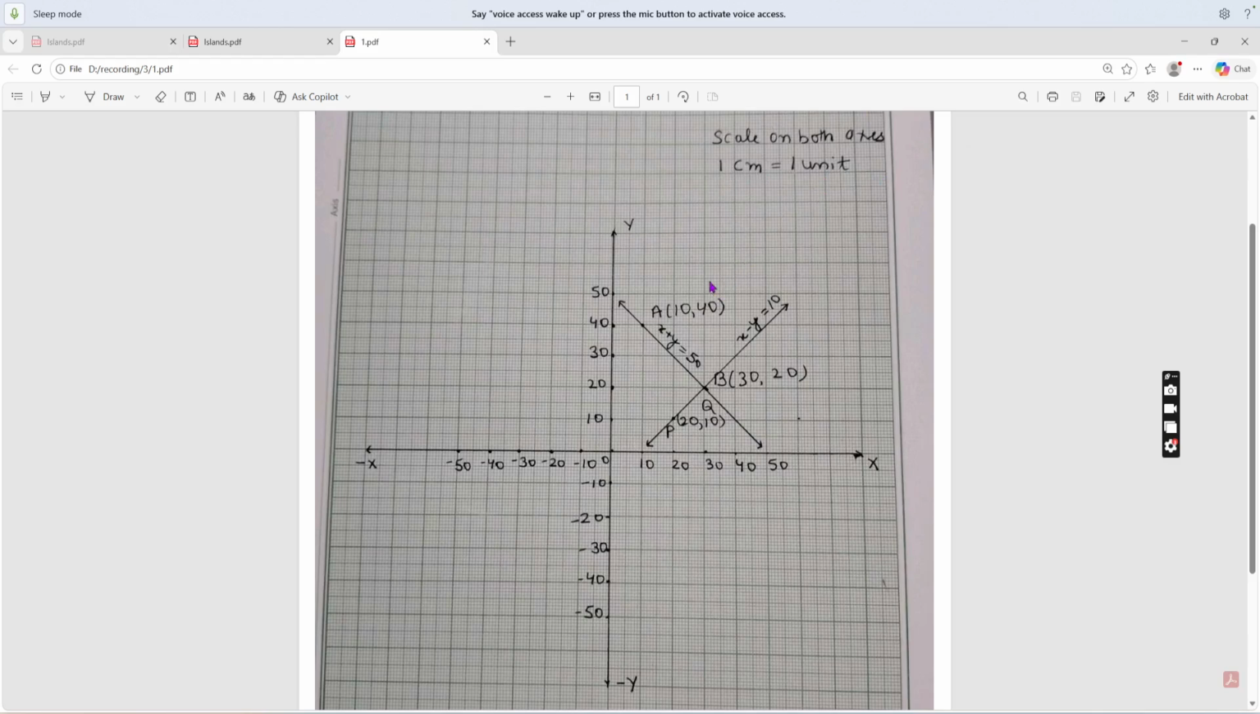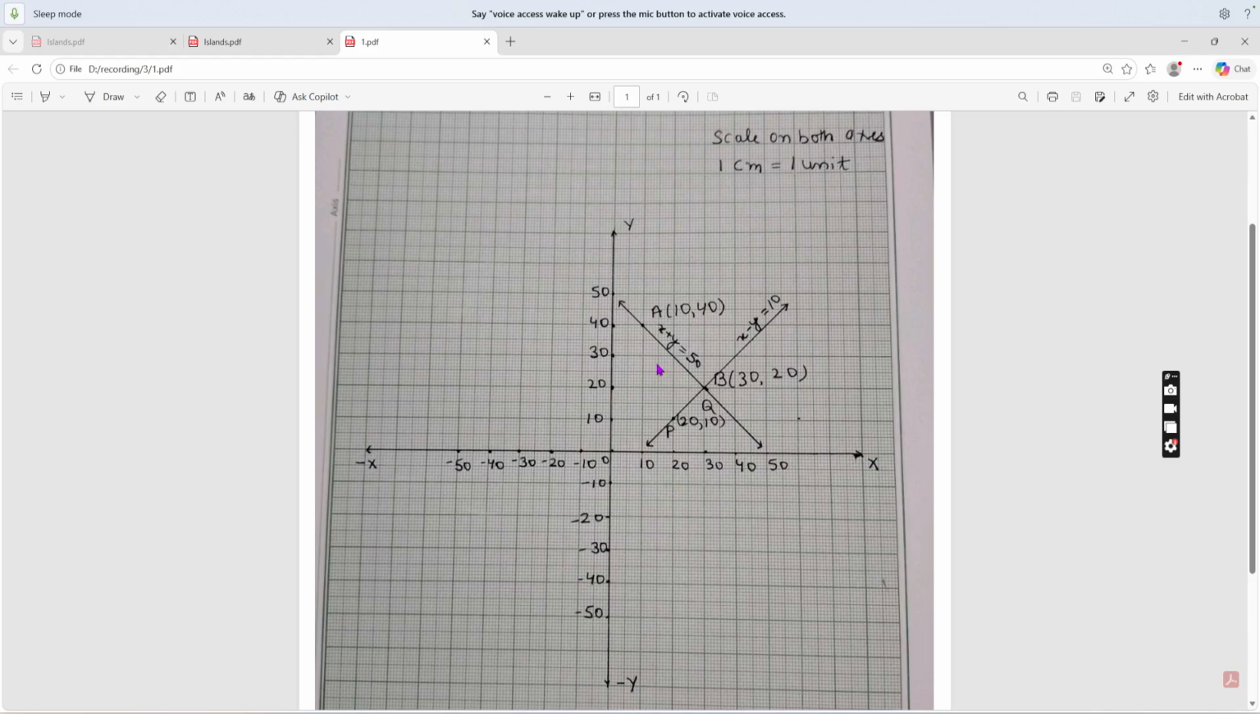Now just see, it is quadrant 1, it is 2, it is 3, it is quadrant 4. It is plus x-axis, it is minus x-axis, it is plus y-axis, it is minus y-axis. It is plus x, it is minus x, it is plus y, it is minus y. In this way we are going to put it.